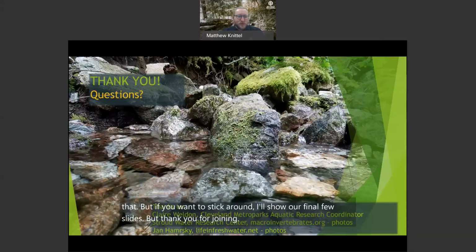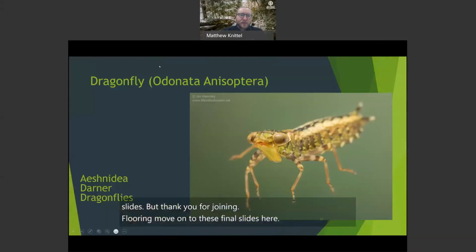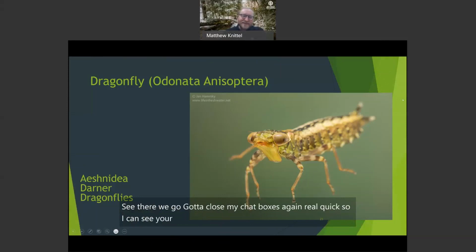All right, we'll move on to these final slides here. Let's see, there we go. Got to close my chat boxes again real quick so I can see our pictures. So we have dragonflies, the Odonata, and their suborder Anisoptera, and this is an Aeshnidae, so it's a darner dragonfly.